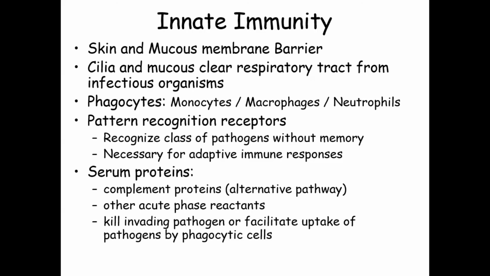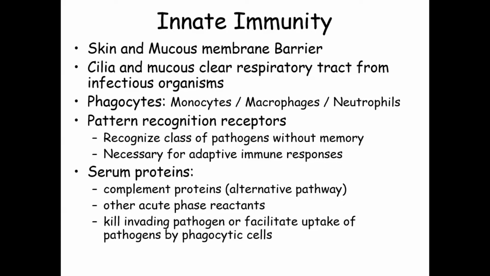One of them is the earliest type of immunity, which is the innate immune system, and that involves things like the skin and mucous membrane, which serve as a barrier to infection. We have cilia, which are small hairs lining the respiratory epithelium. They move mucus, which sort of holds on to some pathogens and then clears them from the respiratory tract. Phagocytic cells, they're white cells that can ingest organisms. They include monocytes, macrophages, neutrophils.